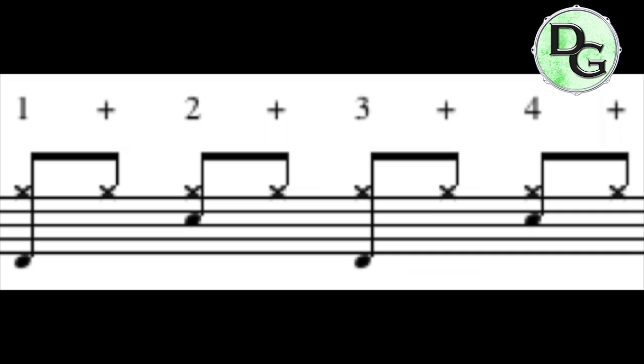And the second half of this groove just repeats the first half of it. Now that's not always going to be that way, but in this particular groove, that's what you have there. You have an identical second half for counts 3 and 4 as you did for counts 1 and 2.